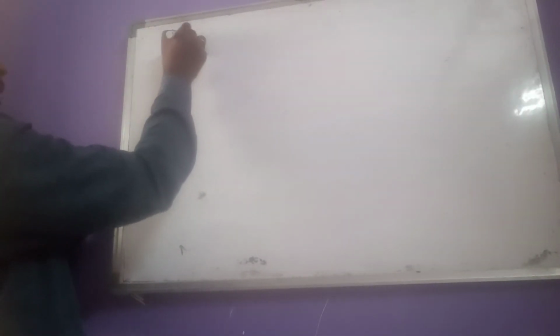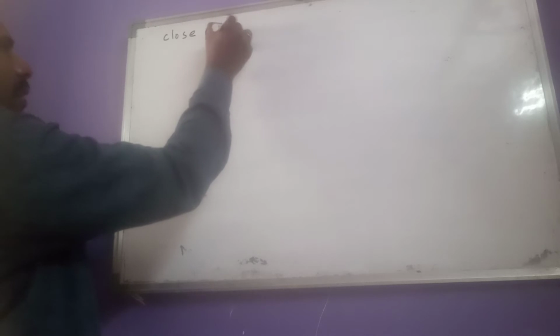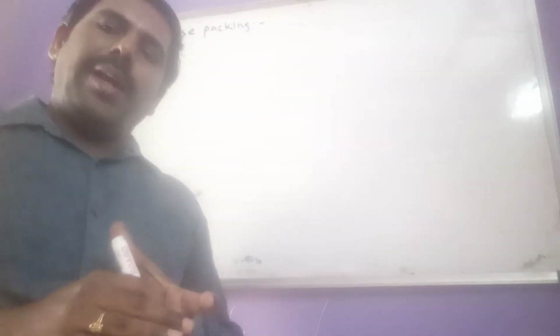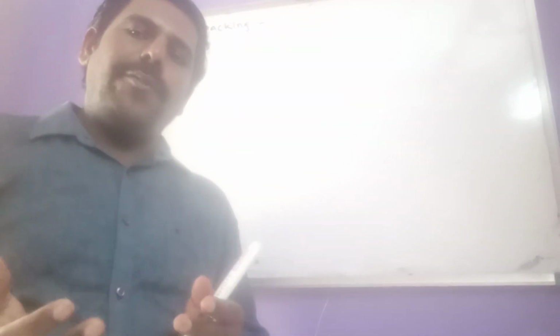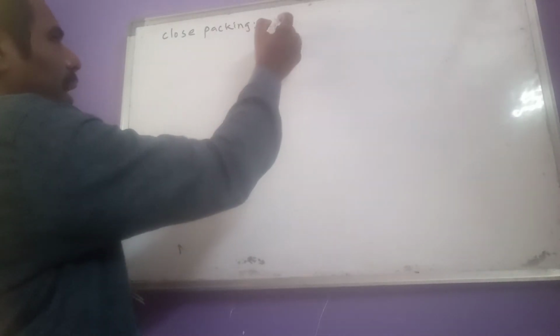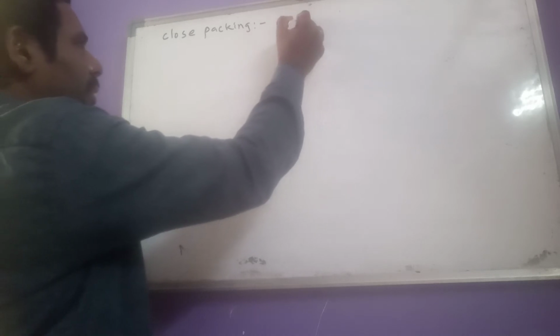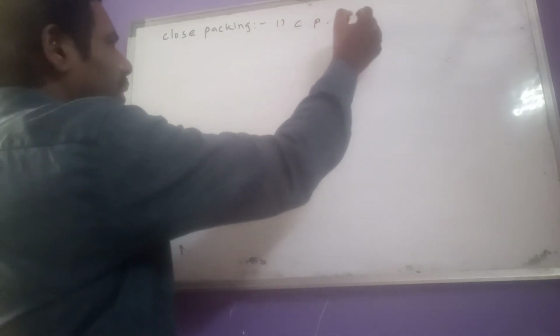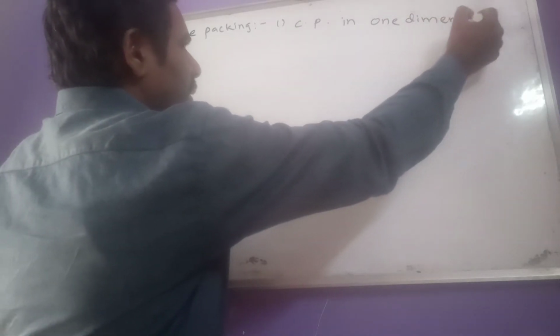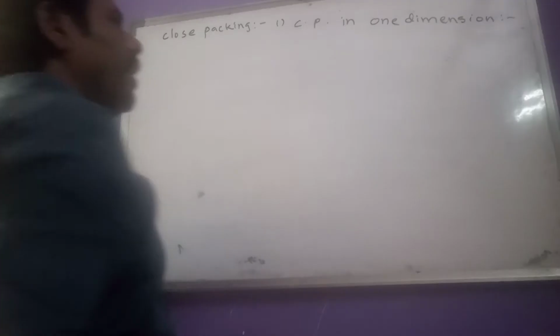Then our next topic is crystal structures and close packing of atoms in a crystal. What is close packing? If you observe any solid, all atoms are packed very closely to one another. Now that close packing is arranged in what ways? First one is close packing in one dimension.